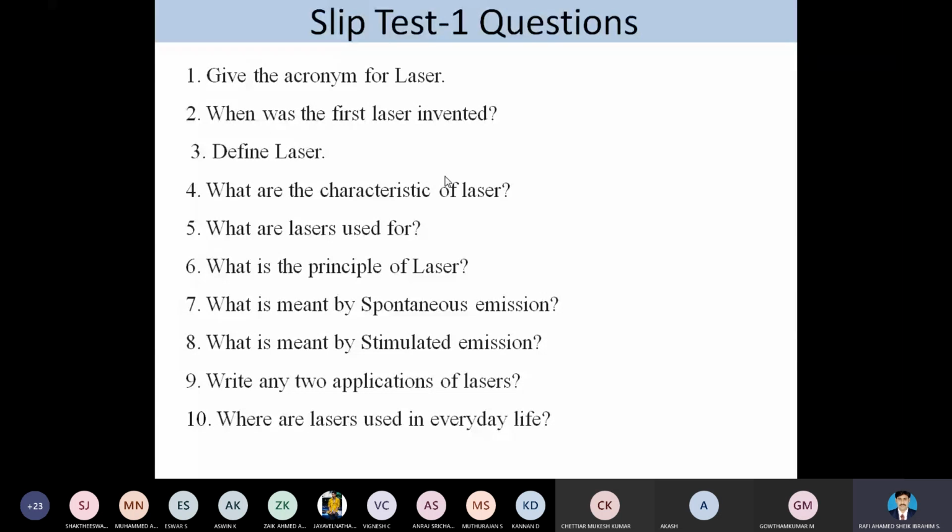I will place this question in our chat box and also in our WhatsApp group. The students who have joined the WhatsApp group can see this question in future. Are you all writing? Okay, copy the questions. Once you have completed, let me know, then we can end our class.